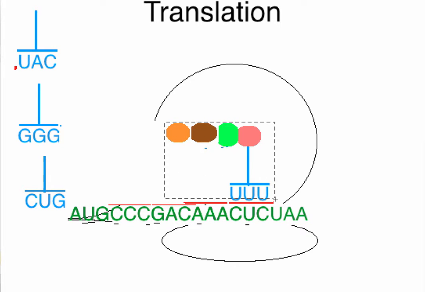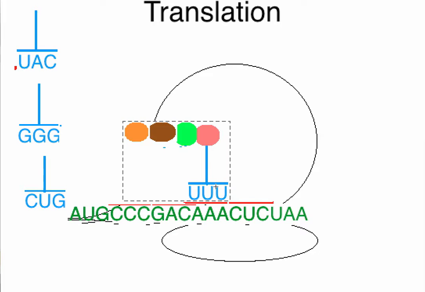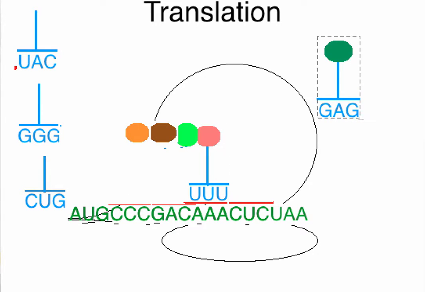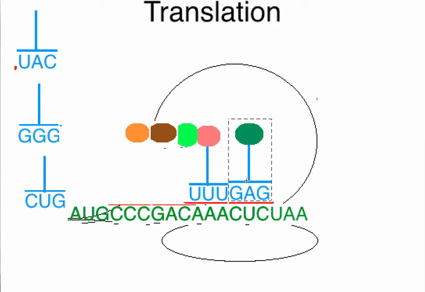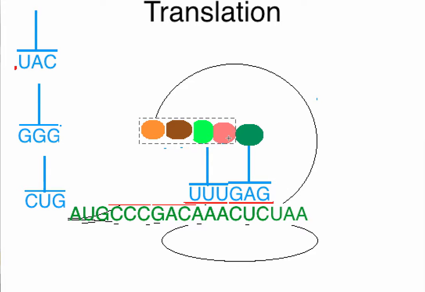What's another name for an amino acid chain? A peptide. So we got a couple more going to come in here. Ultimately, our amino acid chain is only going to have 5 amino acids in it. In reality, there would be 100,000, maybe 200,000 amino acids in that amino acid chain.